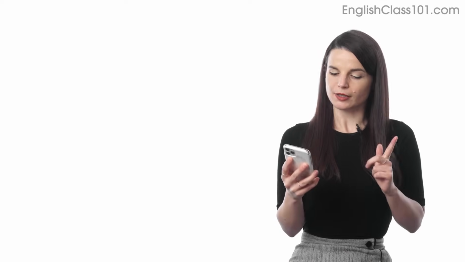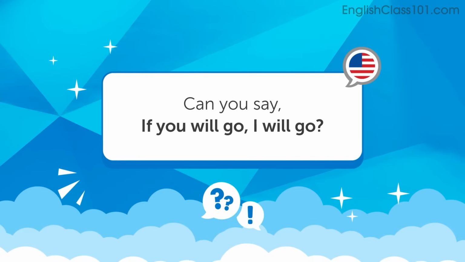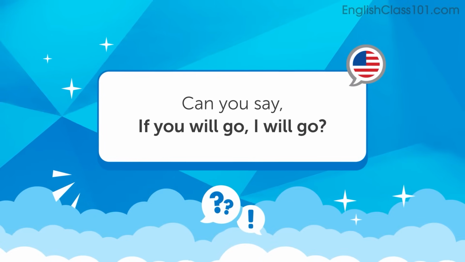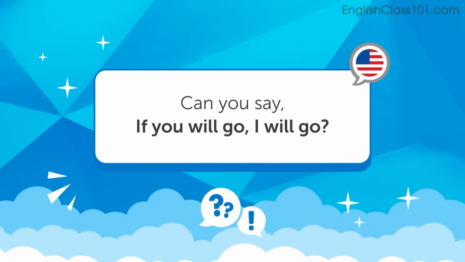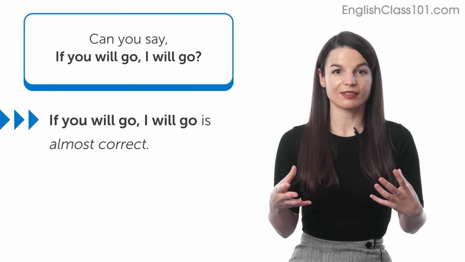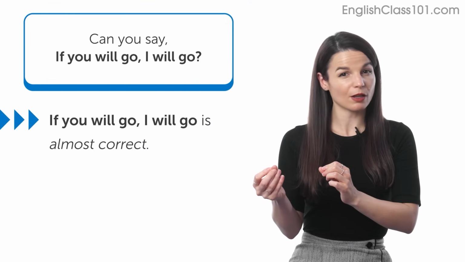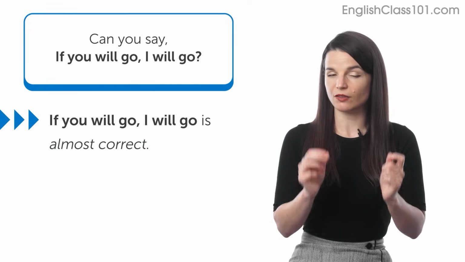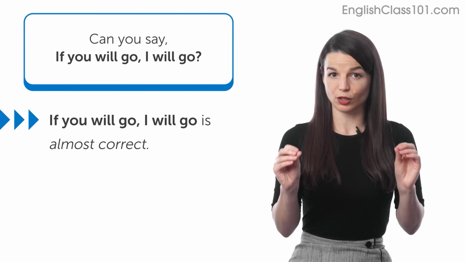Hi, Zhao. Zhao says, can I say, "if you will go, I will go?" I want to tell my friend that I'll decide on my plan after them. Is this correct? Okay, great question. So you have, "if you will go, I will go." Very, very close. So this is not quite correct.